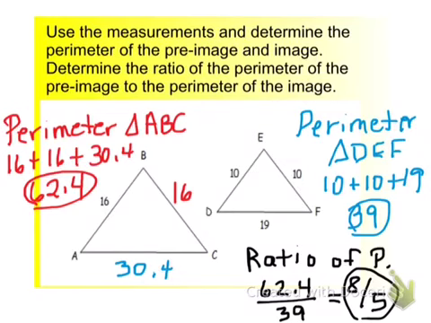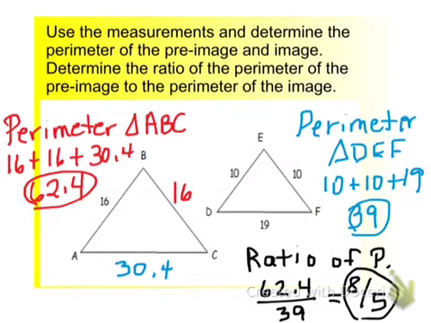So the perimeter of ABC would be 16 plus 10 plus 30.4, which gave me 62.4. And to find the perimeter of triangle DEF, I added the sides, 10 plus 19 plus 10, and got 39. So the ratio of the perimeters of my pre-image to my image was 62.4 over 39, which reduced to 8 over 5.